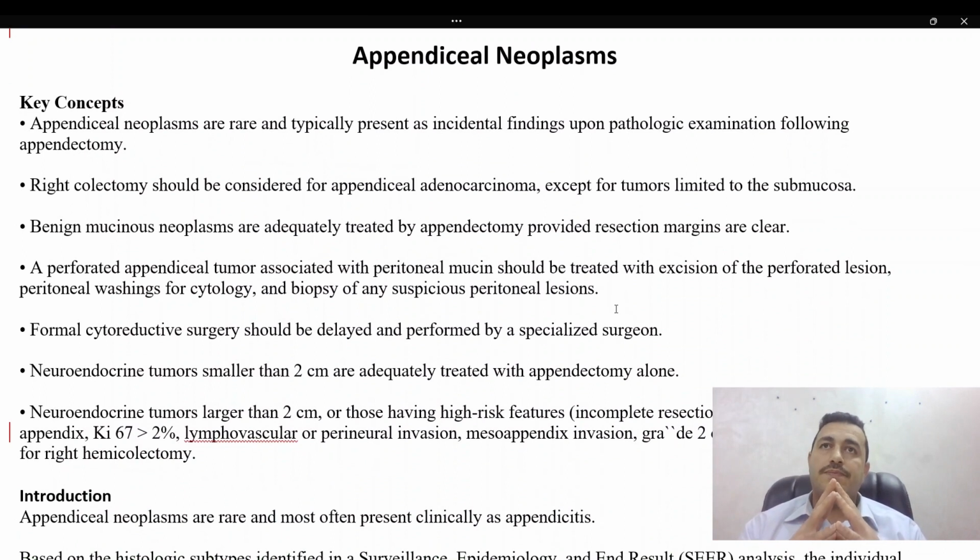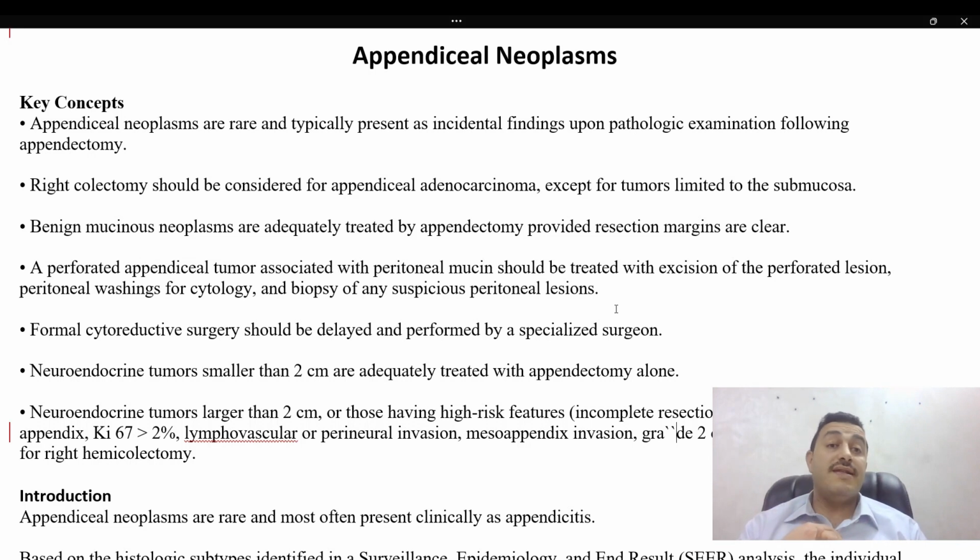And actually here we have to remember that appendiceal neoplasms or tumors are rare. They are actually found after doing appendectomy and reviewing the histopathology. It's hard to predict cancer based on laboratory, clinical, or imaging findings before the histopathological report declares that this is cancer. This is one key concept or general rule.